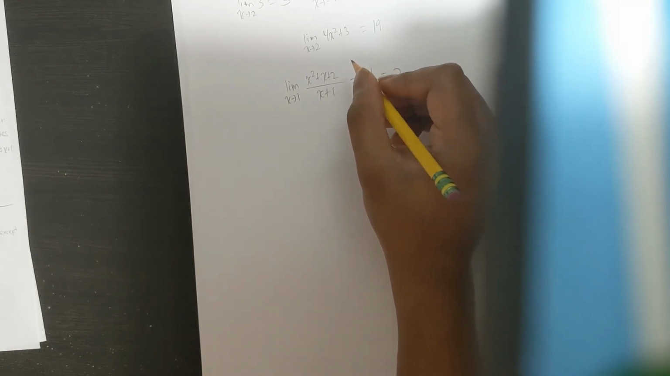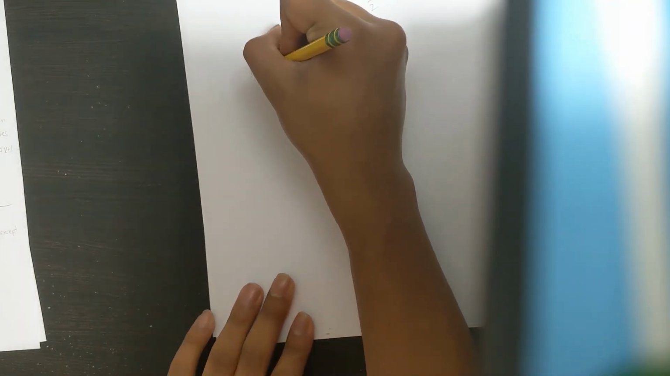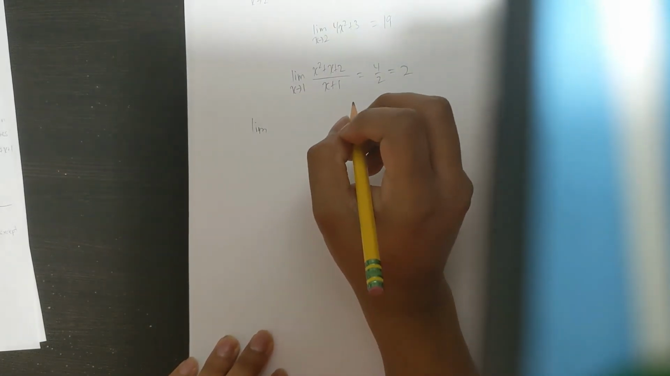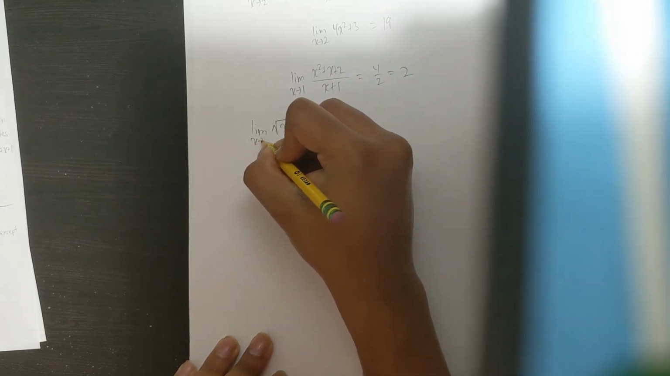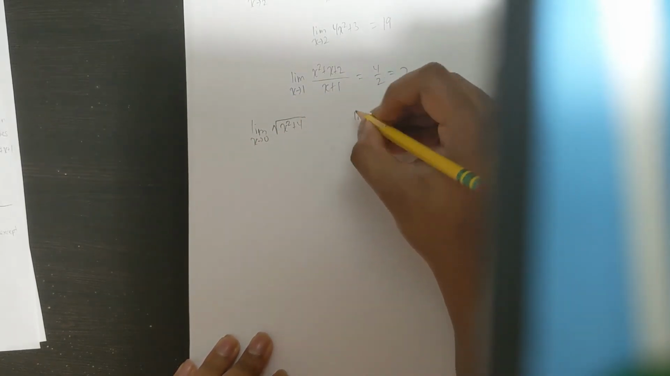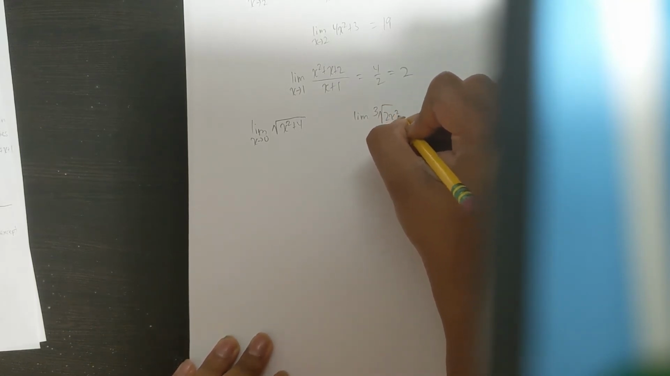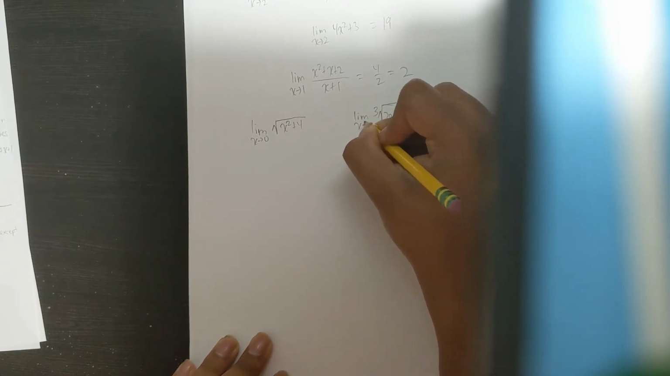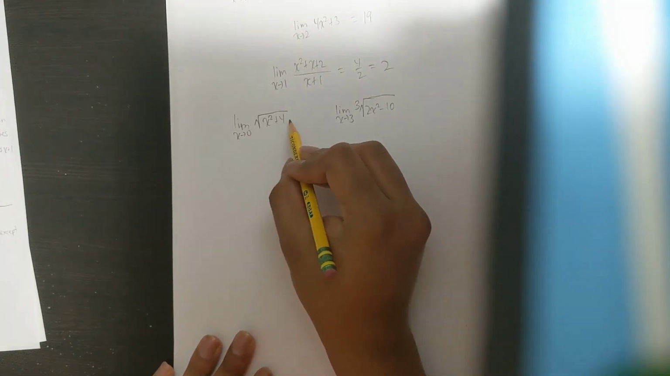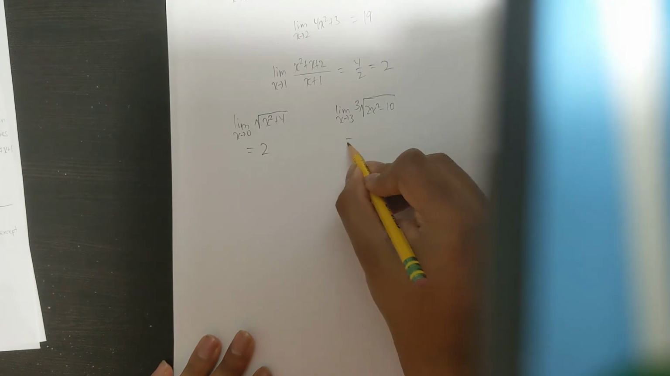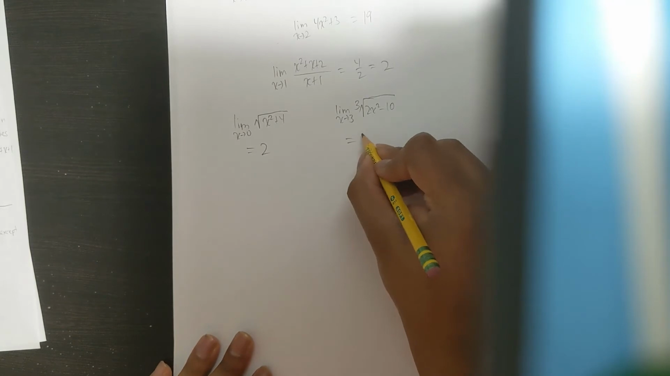Okay, and now let's do the radicals. The limit of the square root of x squared plus 4 as x approaches 0, and the limit of the cube root of 2x squared minus 10 as x approaches 3. Now, for these ones, you plug them in. Here you'll get 0 plus 4, the square root of that is 2. This first one's 2. Now you plug in 3. 3 squared is 9. 9 times 2 is 18. 18 minus 10 is 8. The cube root of 8 is going to be 2.